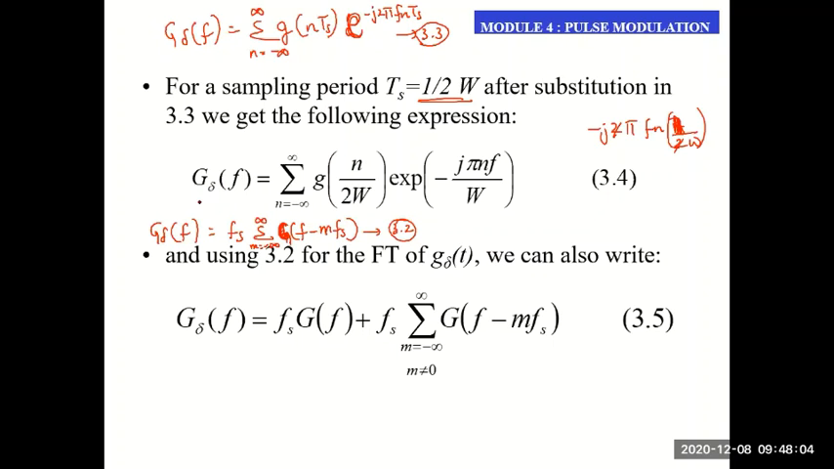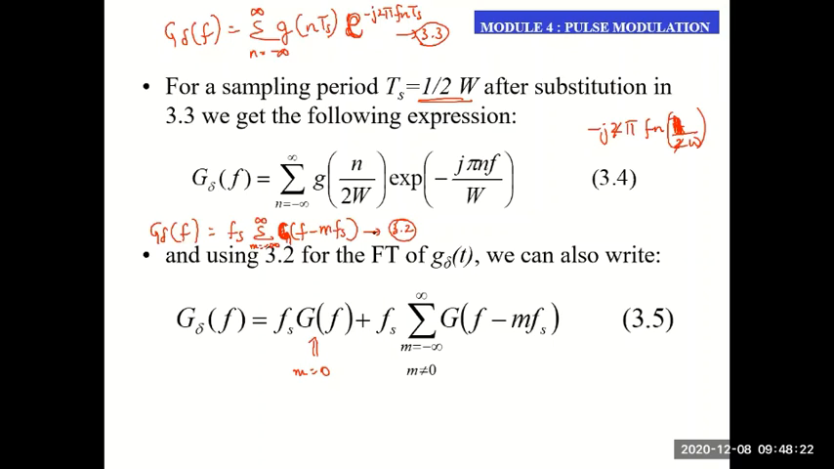And finally, we write this expression for G delta of f as Fs into, I'm just extracting the condition when m is equal to 0. This is the condition for m equal to 0.